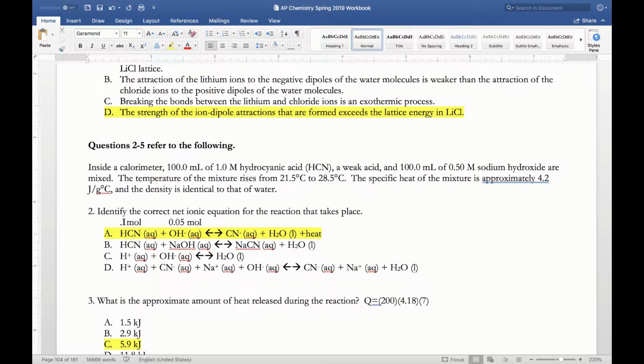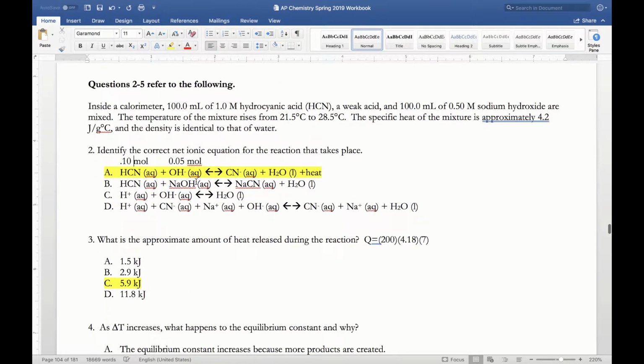Okay? The reason why this is important for noting, keep in mind, since I don't have equal amounts of my reactants, I have to figure out which is my limiting reactant. So since hydroxide is going to limit the amount of product I can form, it's going to be my limiting reactant because I have 0.1 moles of HCN, so that's plenty of HCN, so that's going to be my excess reactant. So if I increase the amount of my limiting reactant, yeah, that would increase my heat and cause the temperature change to be greater.